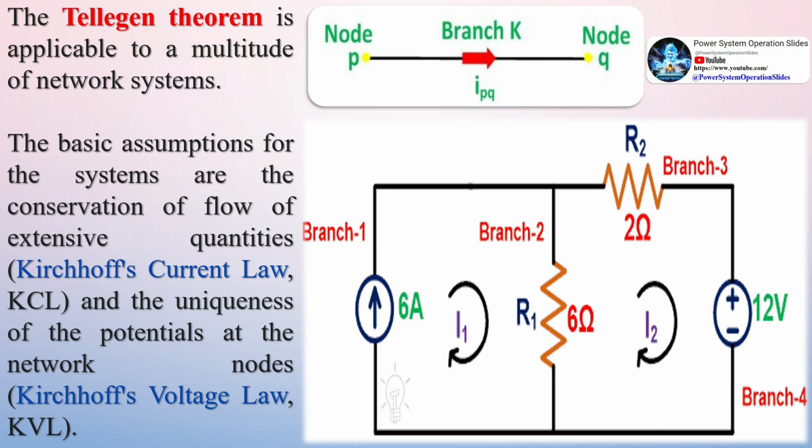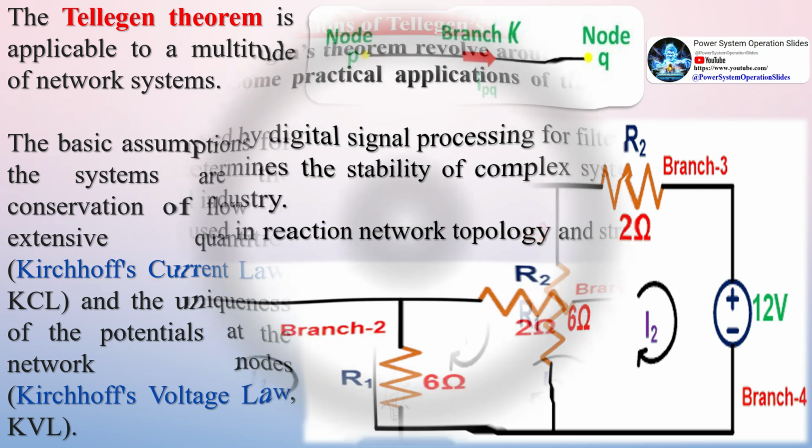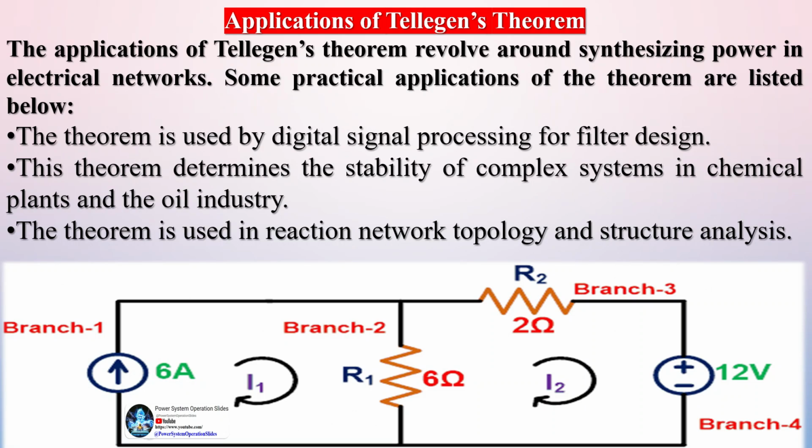The applications of Tellegen's theorem revolve around synthesizing power in electrical networks. Some practical applications of the theorem are listed below. The theorem is used by digital signal processing for filter design. This theorem determines the stability of complex systems in chemical plants and the oil industry. The theorem is used in reaction network topology and structure analysis.